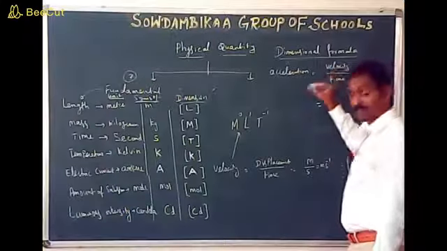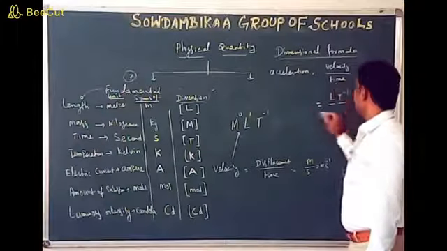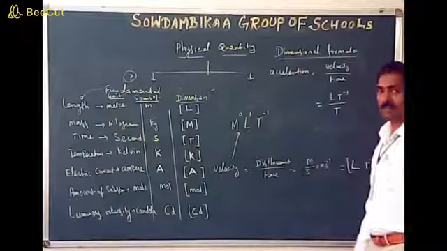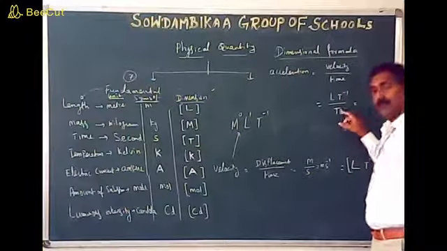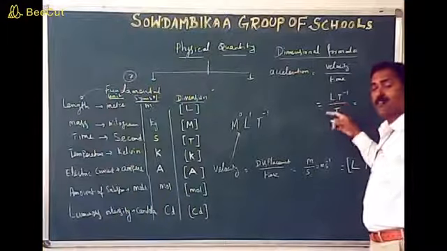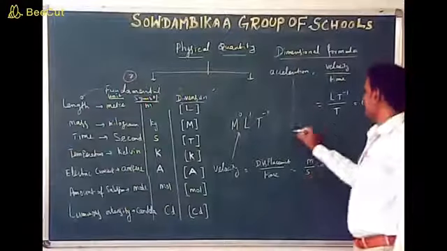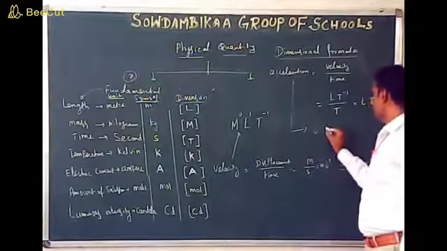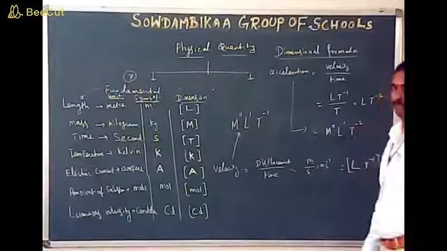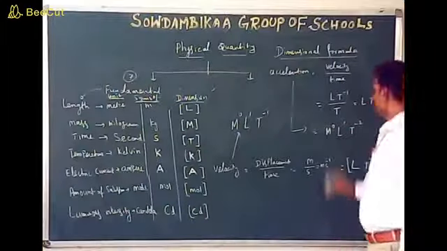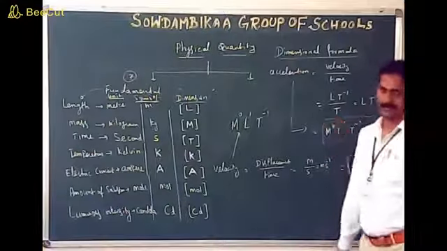The dimensional formula for velocity is L T power minus 1, divided by time, whose dimensional formula is T. If the denominator comes to the numerator, the power should be inverse. So L T power minus 2. Or we may write the dimensional formula for acceleration as M power 0, L power 1, T power minus 2.